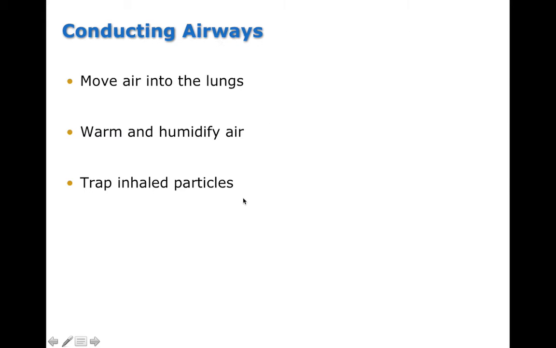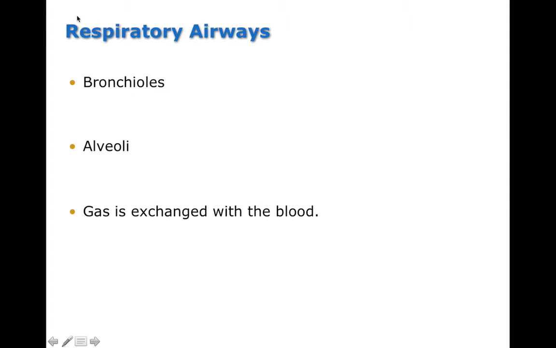It's not until you get to the respiratory bronchioles, alveolar ducts, and alveoli that respiration, or gas exchange, occurs. So the respiratory zone is the respiratory bronchioles and alveoli, and gas is exchanged here with your blood. The reason gas exchange can occur at this microscopic level is that these structures, respiratory bronchioles and alveoli, have very thin walls.